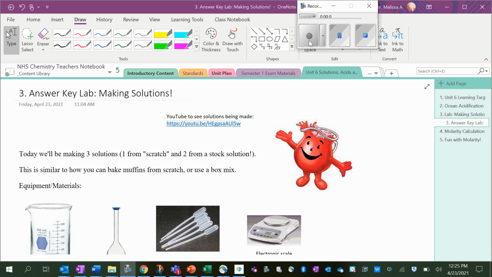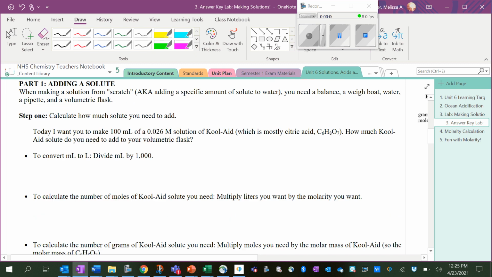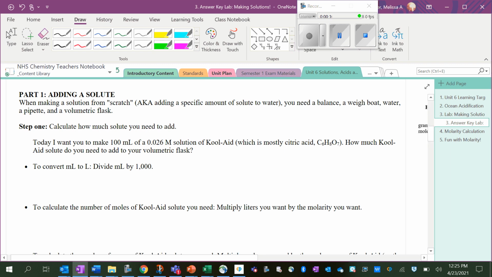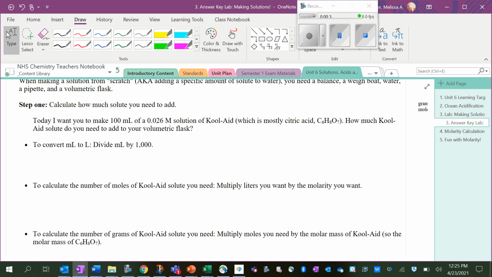All right, let's do some calculations so that we can make the solutions that we want to make. So let's go down to part one. One way to make a solution is to make it from scratch, which means you add a specific amount of solute to water. Let's say I want you to make 100 milliliters of a 0.026 moles per liter solution of Kool-Aid, which is mostly citric acid. So that's what we're going to use for our molar mass of Kool-Aid. How much solute do we need to add to our flask?